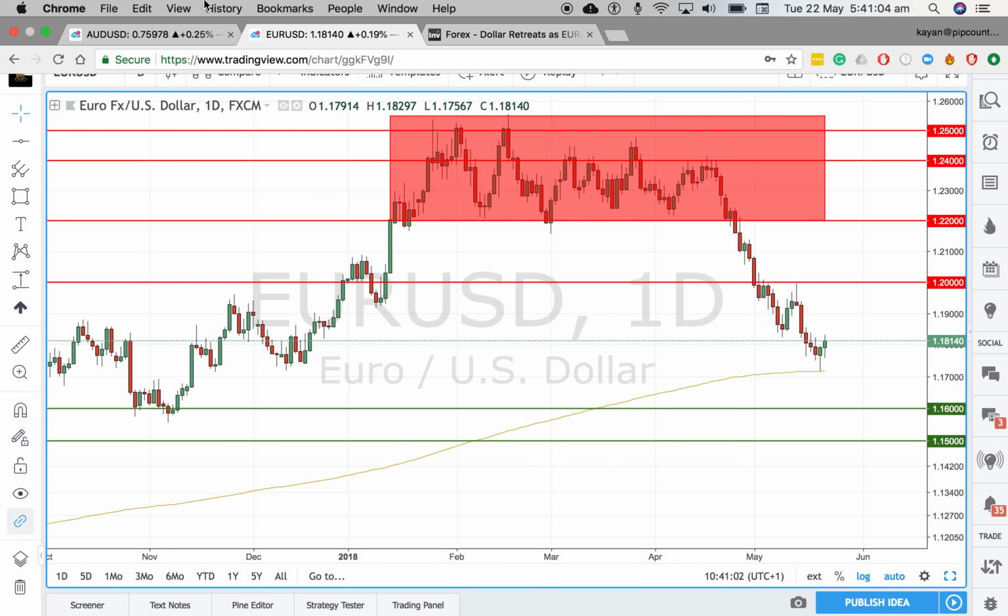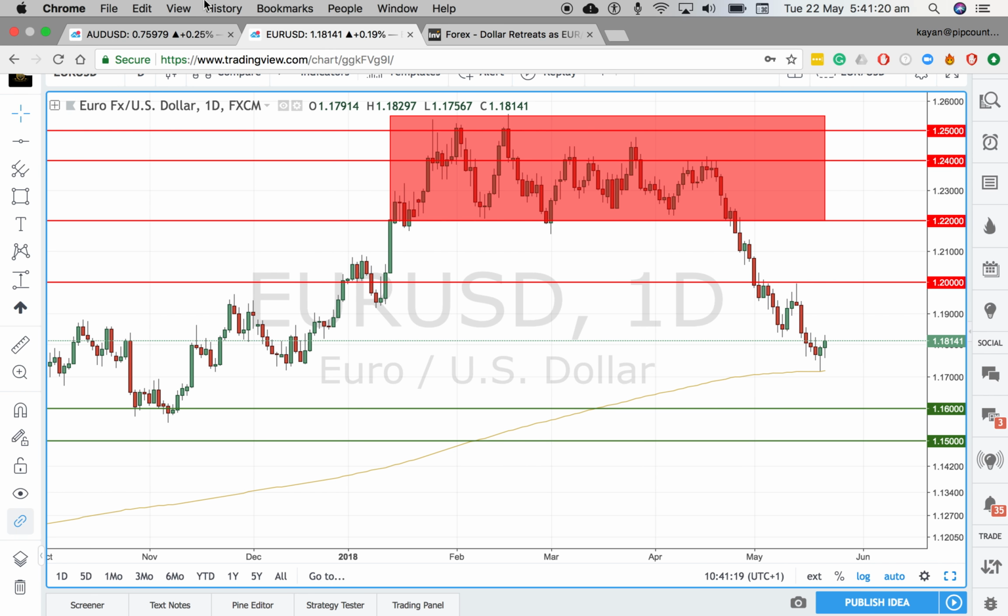So traders, just going to run over the major currency pairs and I will be going over the fundamentals and the technicals that we are seeing in the market today and potentially what trading setups we can take based on what's driving price at the moment. So traders, just starting off with the euro versus the US dollar.